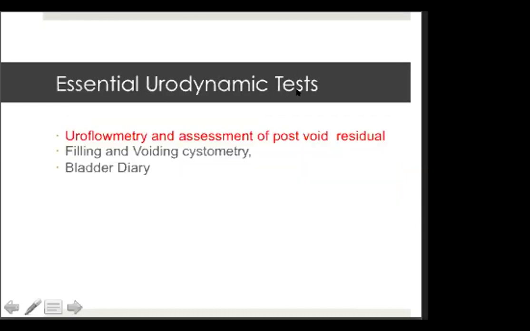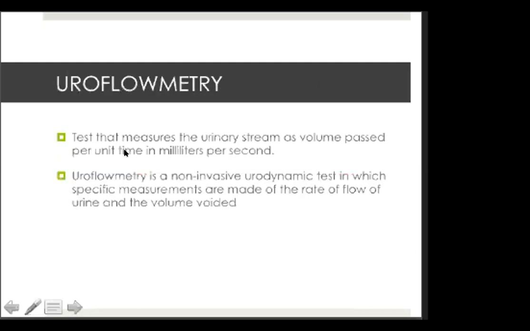So for the essential urodynamic tests, there are three: uroflowmetry and assessment of the post-void residual, filling and voiding cystometry, and bladder diary. First, uroflowmetry. This is a test that measures the urinary stream as volume passed per unit time in milliliters per second. So uroflowmetry is a non-invasive urodynamic test in which specific measurements are made of the rate of flow of urine and the volume voided.